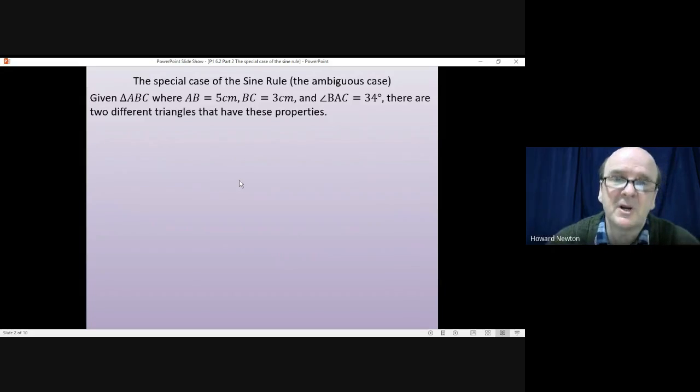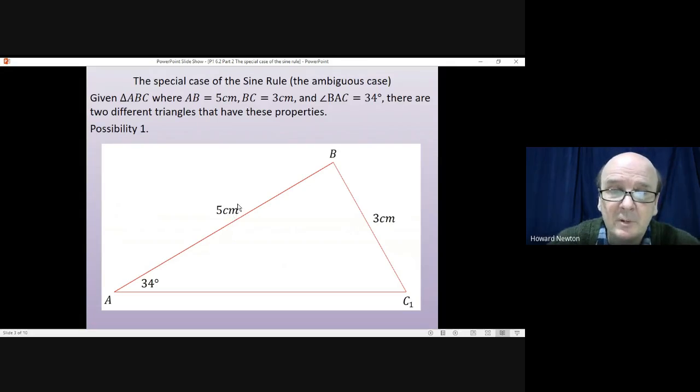So let's say you had the triangle ABC, where AB is 5, BC is 3, and angle A is 34 degrees. There are two different triangles that both have these properties. And the first of those would be this triangle, where AB is 5, BC is 3, and angle A is 34 degrees. But that isn't the only triangle that you could draw with these properties.